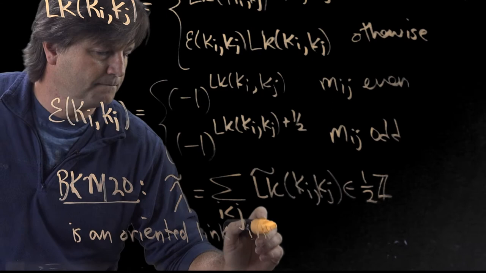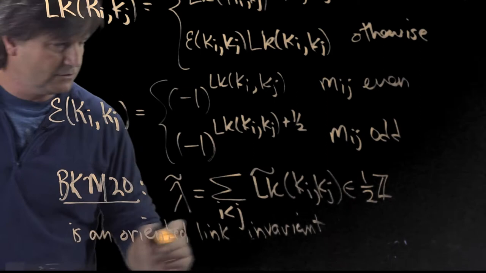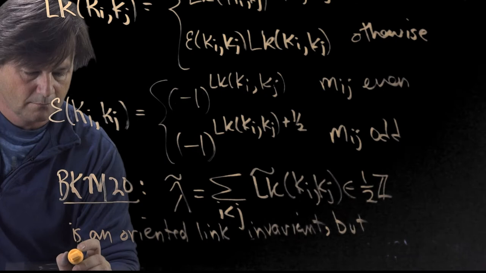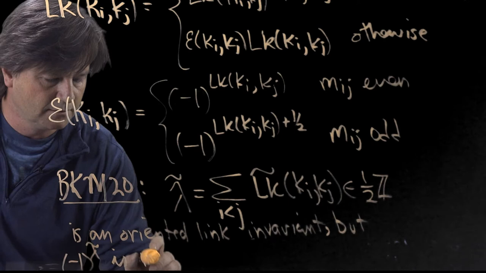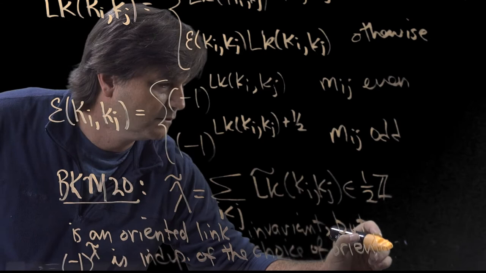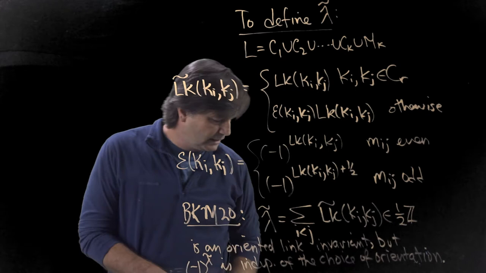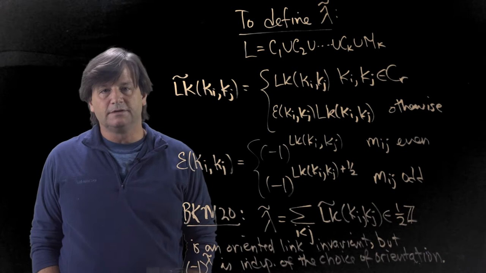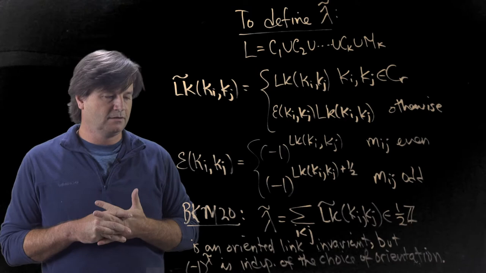But it has one nice feature, and that's important. Minus 1 to lambda tilde is independent of the choice of orientation. So once you define this quantity and you take it to minus 1 to the power, that's when you see that you've got an orientation independent quantity.